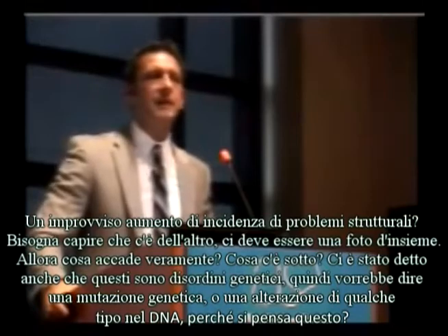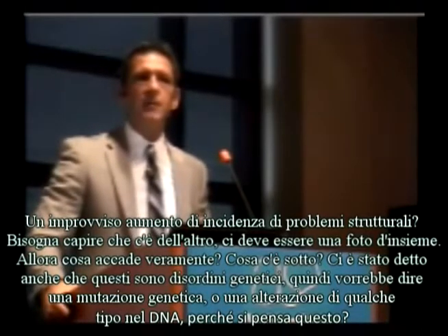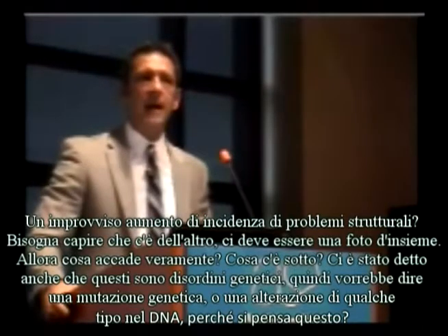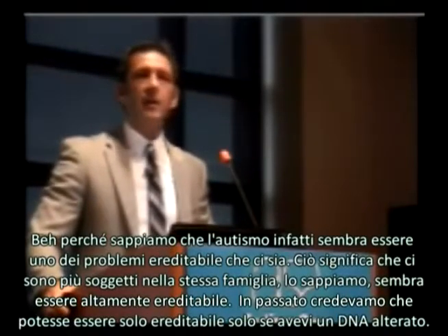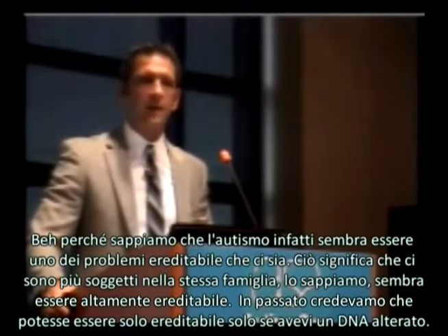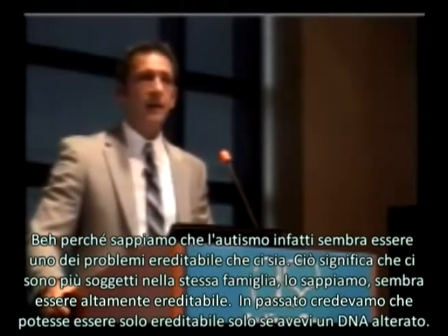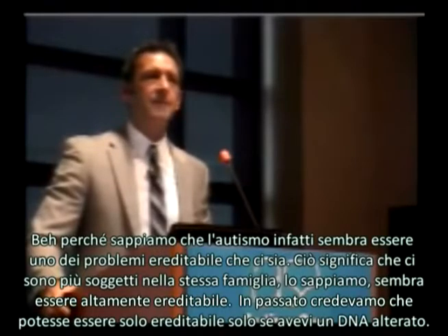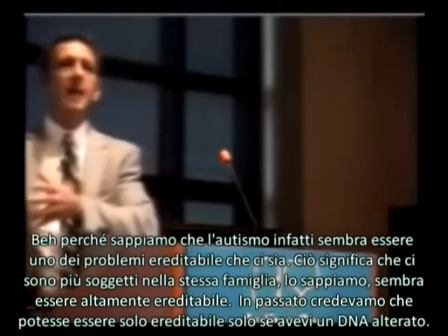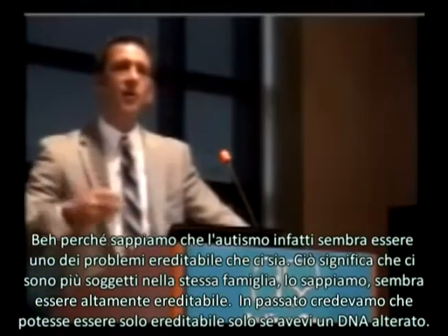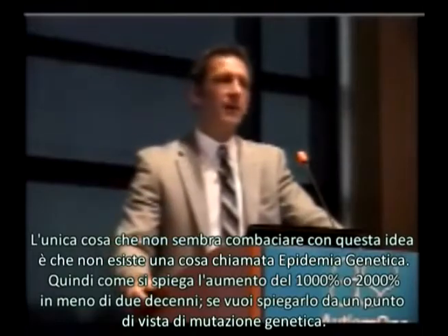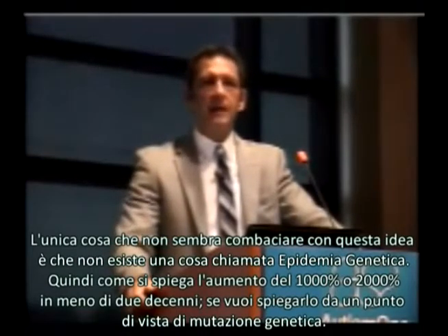What's driving this? We're told that these are genetic disorders, and by most people that means it's a gene mutation, some sort of altered DNA. Why do we believe that? Well, because we know that autism, in fact, is probably the most inheritable disorder there is, meaning it runs in families, and it seems to be very highly inheritable. So the belief in the past was that it could only be inherited. You can only pass on something if you actually altered the genotype or the DNA. And we see that.